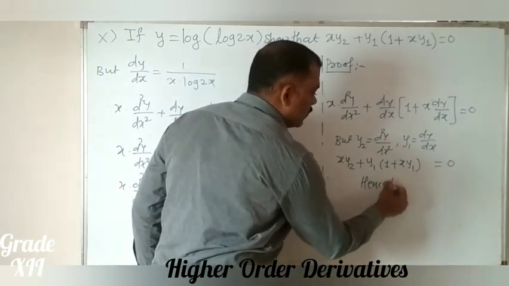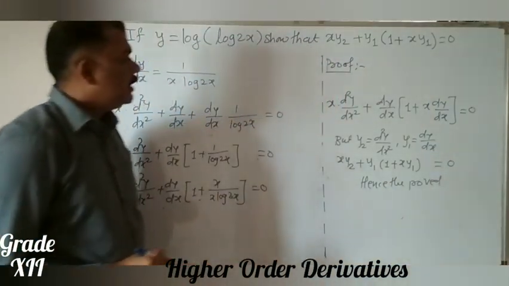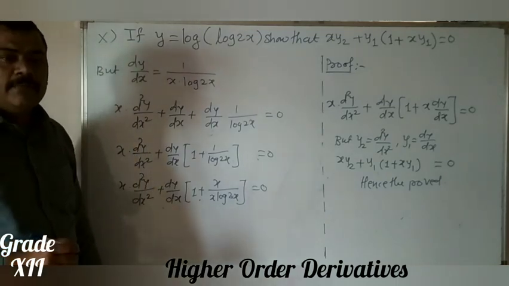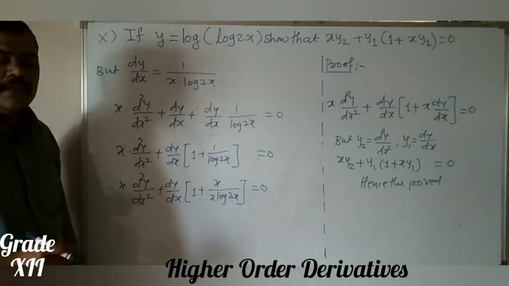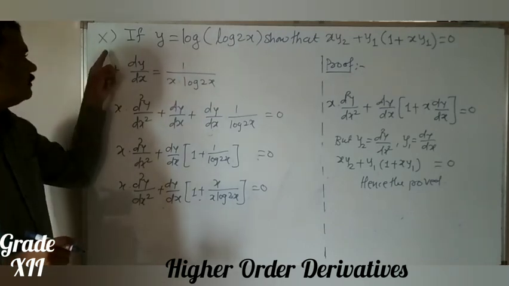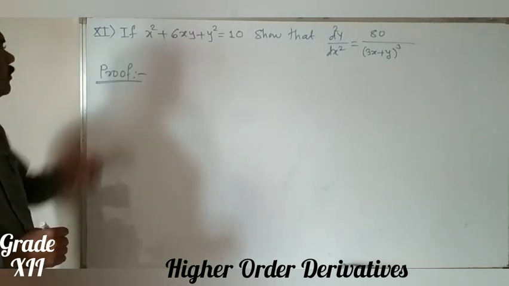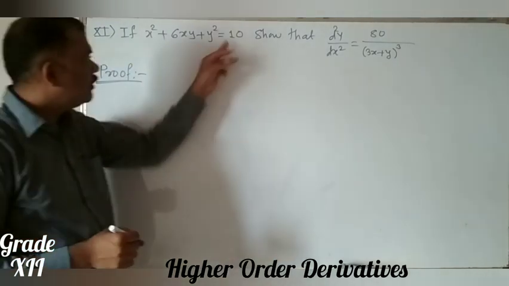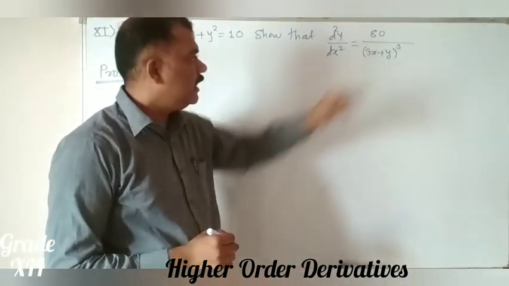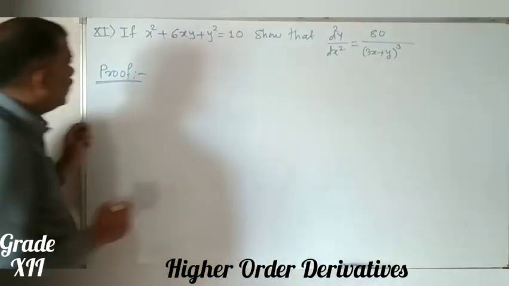In the proof, here we have to complete the proof of example number 10. After that example number 10, we have to start example number 11. What is that example number 11? See here. Example number 11 is, if x square plus 6xy plus y square is equal to 10, show that d2y by dx square is equal to 80 divided by 3x plus y bracket cube. We have to start the proof.